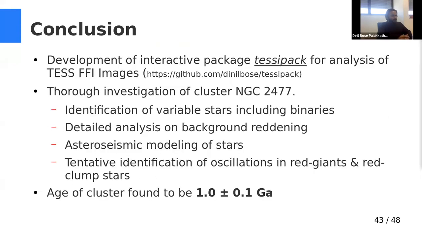Okay. So in conclusion, we first developed a package to analyze the TESS full frame images. Then we did a thorough investigation of NGC 2477. We identified variable stars, including binaries. And then we did the analysis on background reddening. Then we did modeling of these stars, and we found the age of the cluster to be between 1 gigayear and 1.1 gigayear.